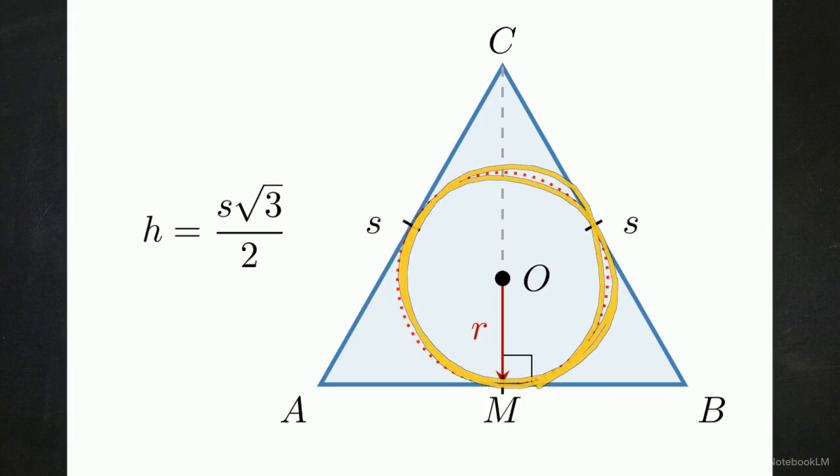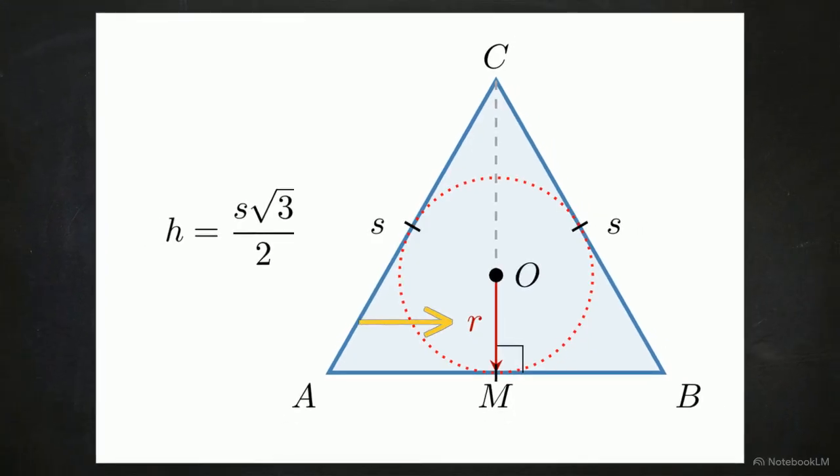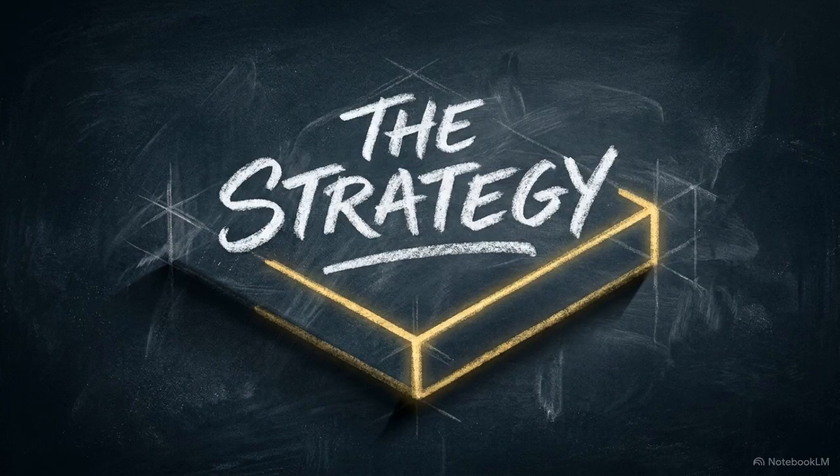Look at this equilateral triangle with a perfectly inscribed circle. Finding its exact size is a classic challenge. To find that radius, r, students often fall into a trap, trying to brute force the geometry or memorize a rigid equation. There's a much cleaner approach.